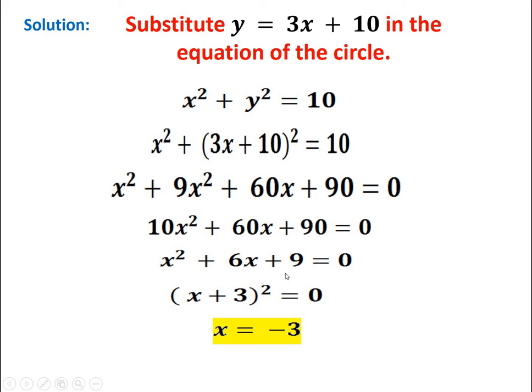Then express this trinomial as the square of a binomial. We have the square of (x plus 3) equals 0. Then solve for x. To solve for x, apply the square root property. Extract the square root of the left and the right. So we have the square root of (x plus 3) squared is x plus 3, and the square root of 0 is 0. Then transpose positive 3 to the right. So it will become negative 3. So therefore, x is negative 3.